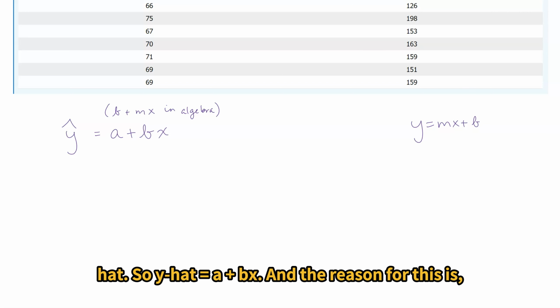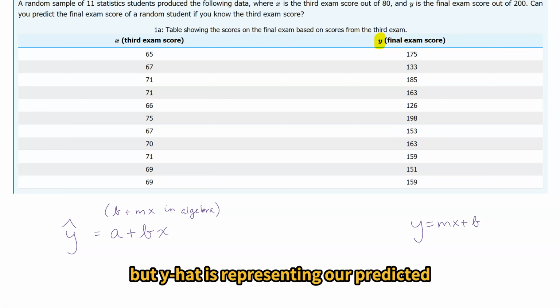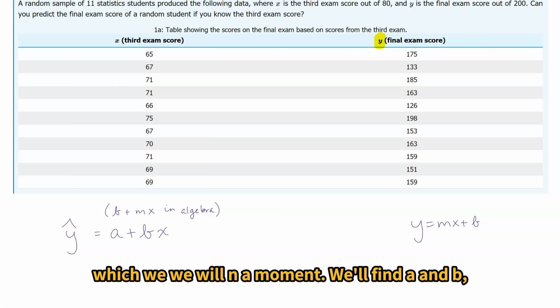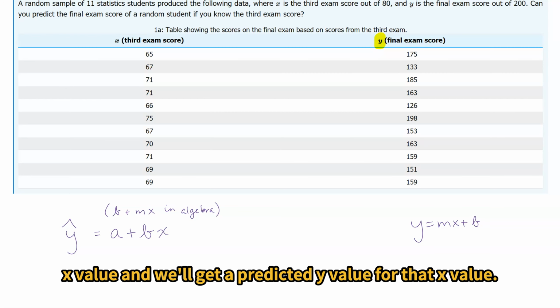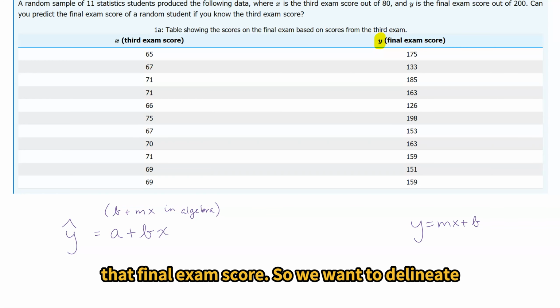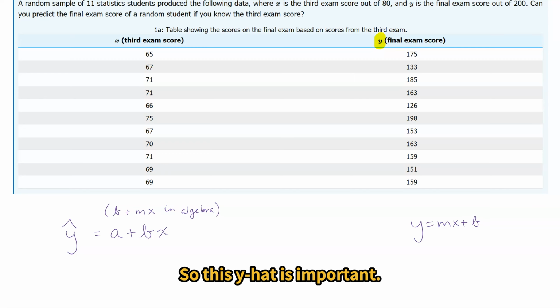The reason for this is y is representing our actual data, but y hat is representing our predicted data from the x. So x is plugged into this equation once we find a and b, which we will in a moment. We'll find a and b, and then we'll plug in an x value, and we'll get a predicted y value for that x value. That y value may or may not be equal to that final exam score. So we want to delineate between the data y and the predicted y. So this y hat is important. And now how to find it.